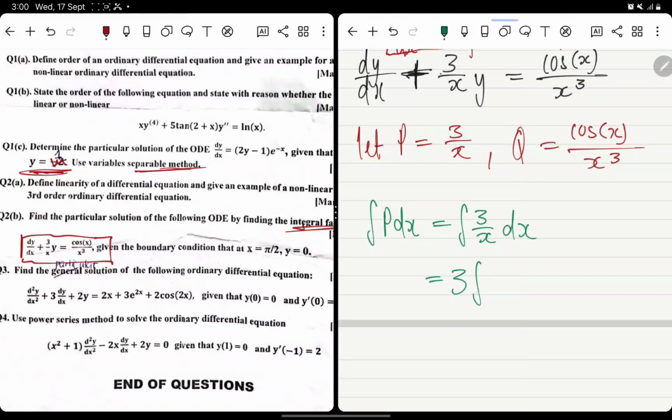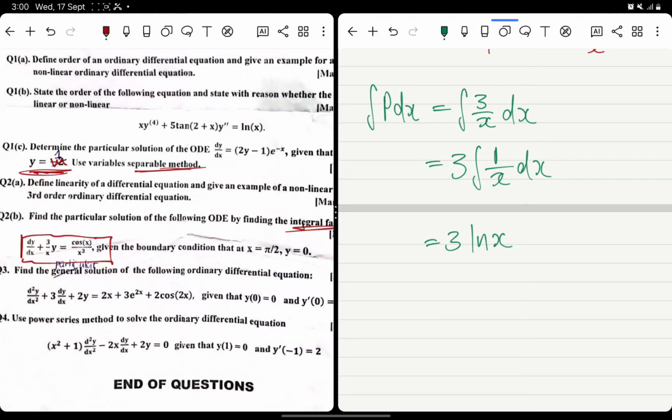3 comes out. We have 3 times the integral of 1 over x with respect to x, because it was just an x. The integral of 1 over x is ln x. So here we have 3 ln x. Don't say plus constant of integration c for this one, because we are not yet done. We are not doing that here. So we have found our integral of p with respect to x. Have you found it?